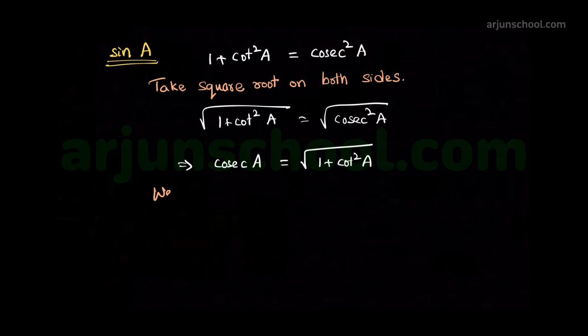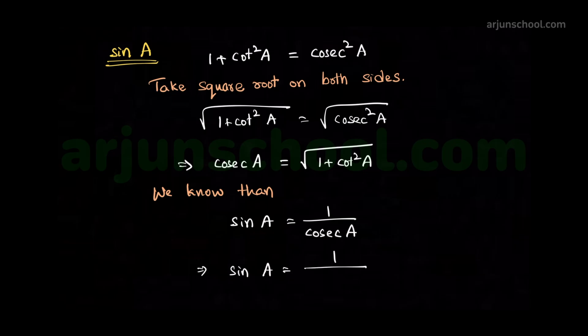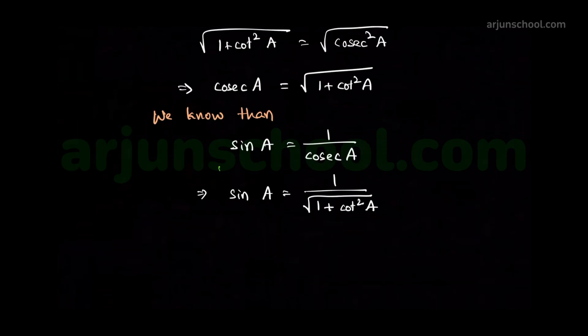We know that sin A is equal to 1 by cosecant A. Therefore, sin A is equal to 1 by cosecant A. We can replace it with root over 1 plus cot square A. Therefore, sin A is equal to 1 by root over 1 plus cot square A. We have written sin A in terms of cot A.